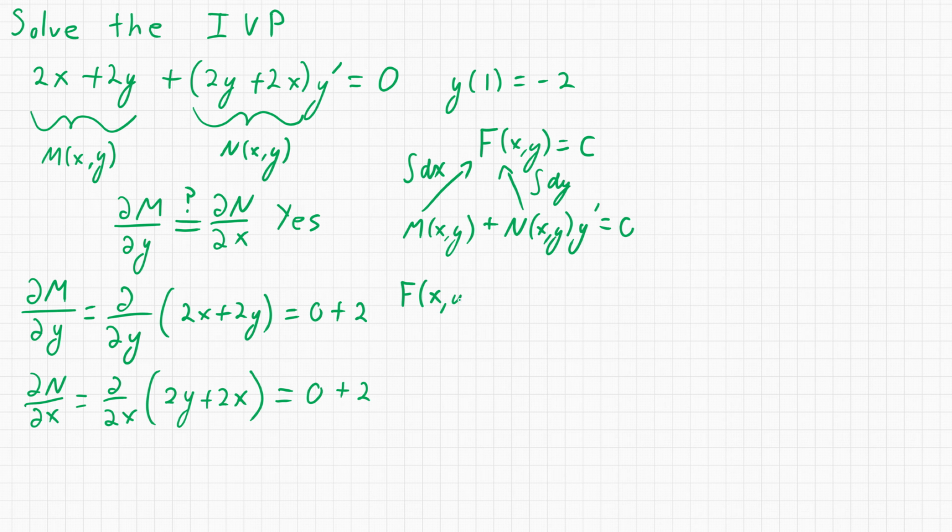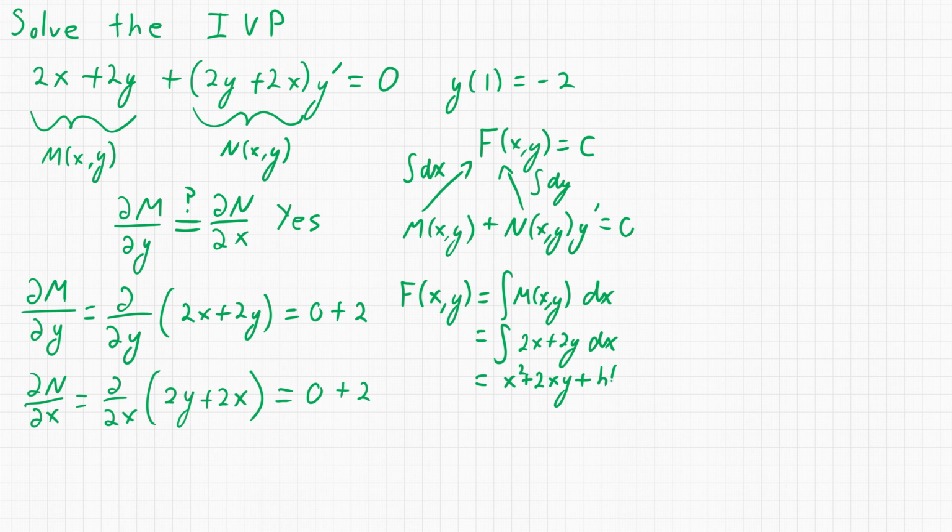We have f of x comma y is equal to the indefinite integral of M of x comma y dx. Well, that's the indefinite integral of 2x plus 2y dx. And that's equal to, let's see, 2x will turn into x squared, 2y will turn into 2xy, sorry, the plus. And then plus, we might have some y functions that disappeared, so we're just going to have to add on our h of y.